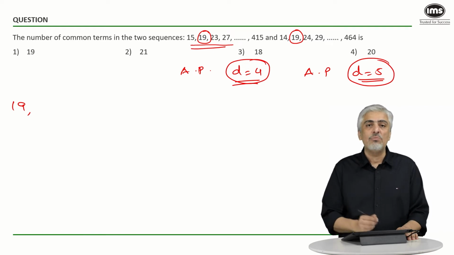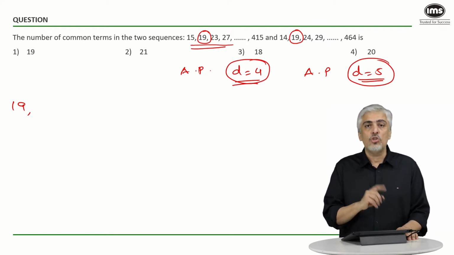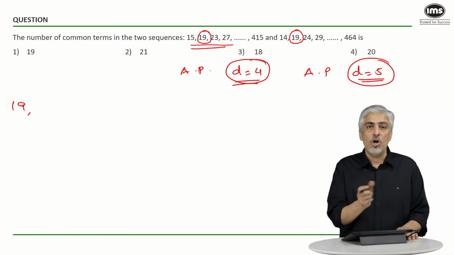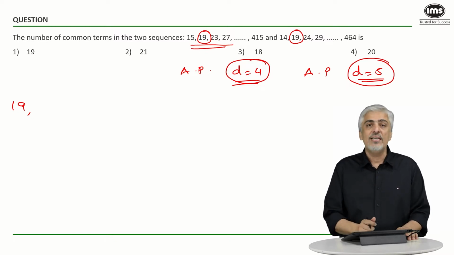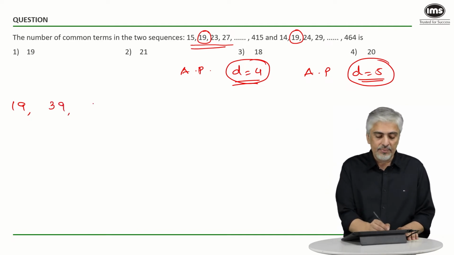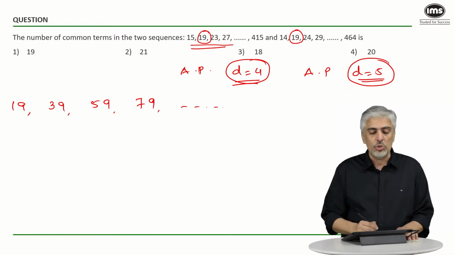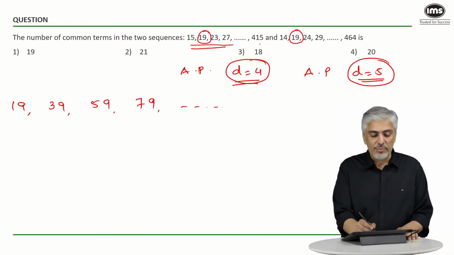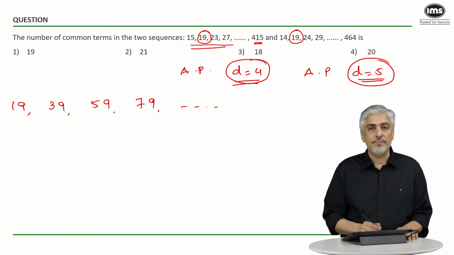So what is the LCM of 4 and 5? LCM of 4 and 5 will be 20. So the common difference in the common terms series will be 20. So the first term is 19, the next term will be 39, then 59, then 79 and so on. The last term will have to be less than 415.